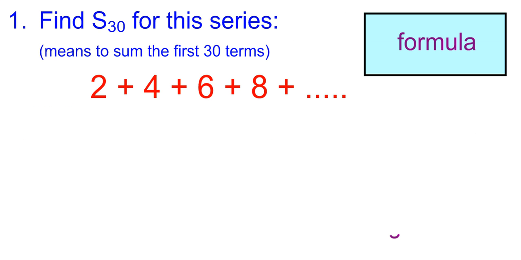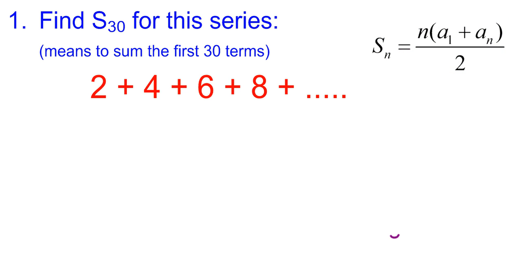To start, we're going to find S sub 30 for this series, meaning we want to look at the sequence given in red and add up the first 30 terms. From our formula sheet, which you'll always be given, the formula is right here. I would need to know these variables to figure this out. Let's see what we already know. Do I know S sub n? I know I'm looking for S30, but I don't have a value for that.